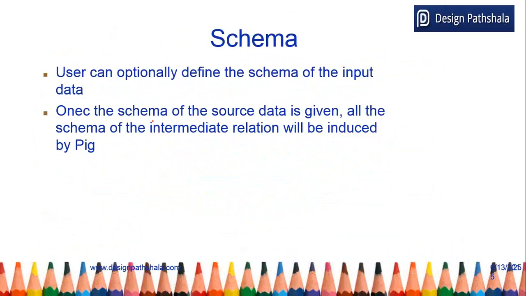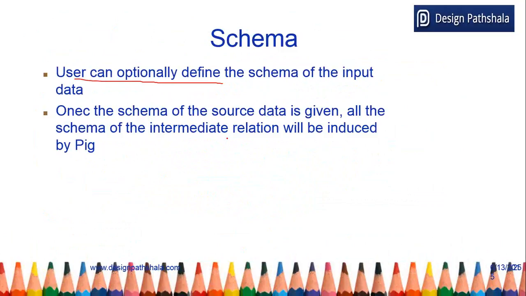Schema. This is a very interesting thing, and if you understand this, you will be able to understand why I was saying Pig is used for unstructured data, or when your data has no structure, or you want to figure out the structure of the data on the fly. So the schema part is optional over here. How is that optional? The user can optionally define the schema. Once the schema of the source data is given, all your schema is inferred from that.